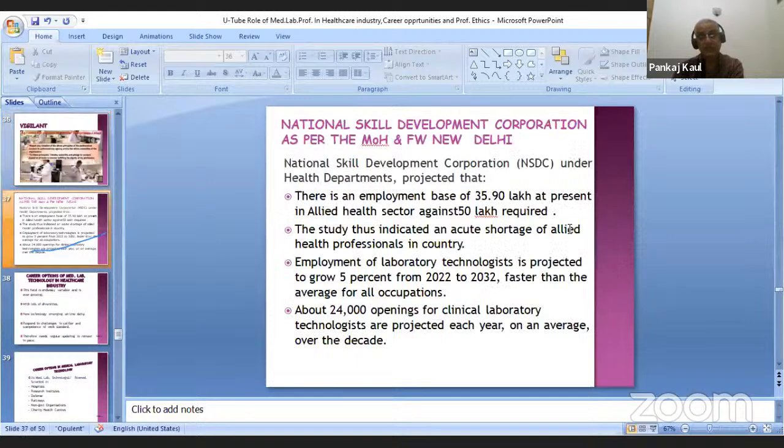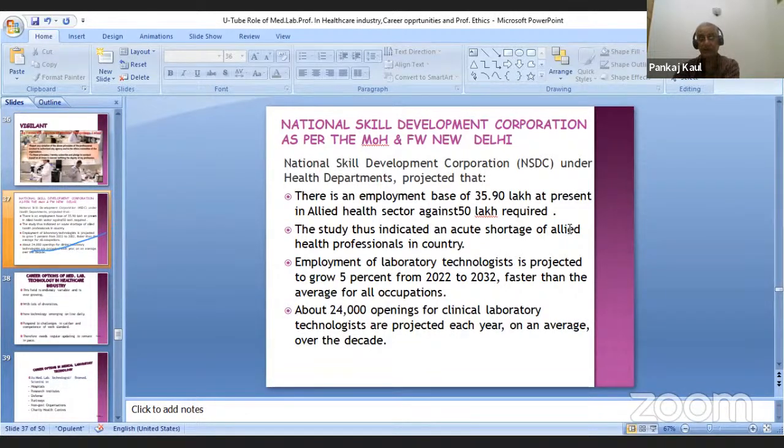As far as the National Skill Development Corporation is concerned, as per the Ministry of Health and Family Welfare, New Delhi, the latest reports have said that National Skill Development under the Health Department projected at least an employment base of, we have right now an employment base of 35.9 lakh in the allied health sector against 50 lakh required. So still there is a deficiency of trained professionals in this field. And the study thus indicates that there is an acute shortage of allied health professionals in the country.